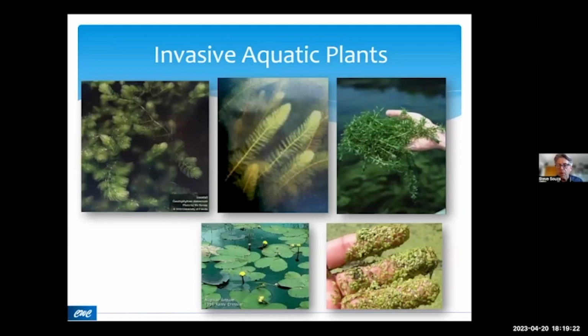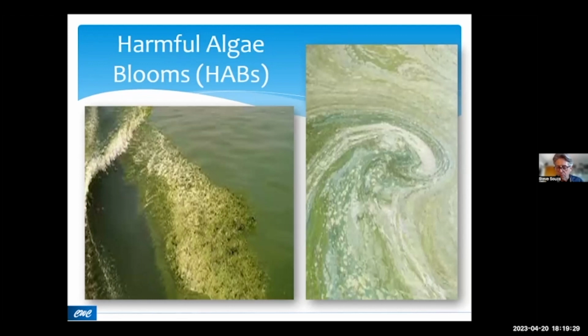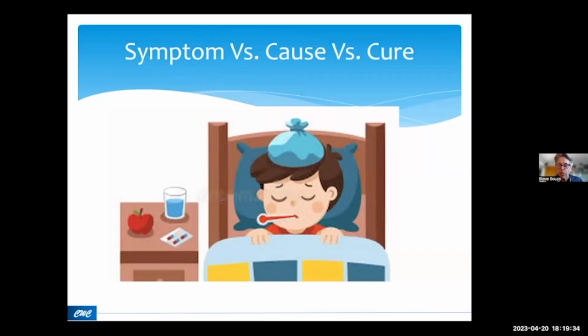So when we see problems like this, invasive aquatic plants, algae blooms, the dreadful, harmful algae blooms, I think it's important that we remember that those are really symptoms of some type of lake water quality problem. And just like when we go to the doctor when we have a fever, that fever may be caused by a variety of different ailments. But unless we know what's causing the fever, then we don't get the right cure. And the same thing holds true with managing and restoring Deal Lake.